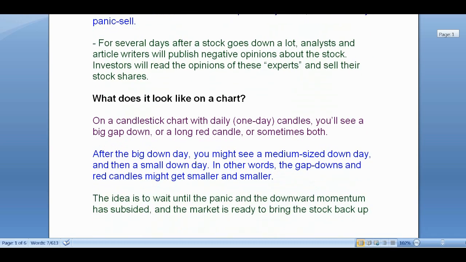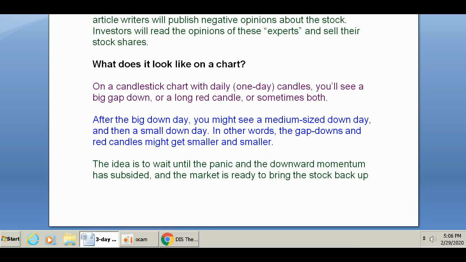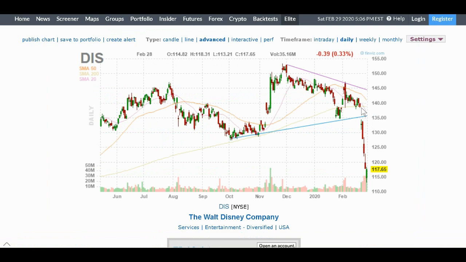So what does it look like on a chart? Well, we just looked at Disney, but I'd like to explain it a little further. On a candlestick chart with daily or one-day candles, you'll see a big gap down or a long red candle, or sometimes both. And again, that's what I'm talking about here. Big gap down, long red candle, or sometimes a combination of gap down and red candle, okay?